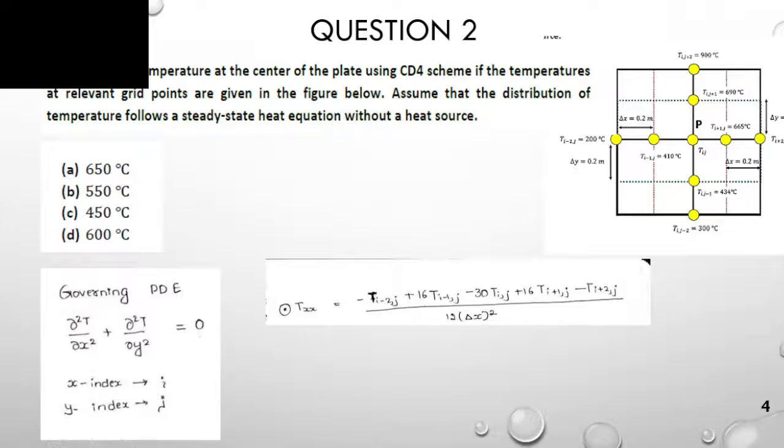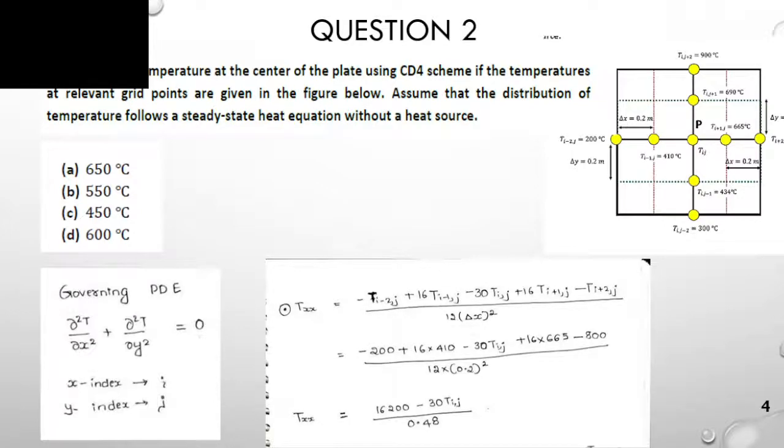You can find the value for Txx by just substituting the other temperature values. It should be a pretty simple exercise. So you end up with this equation. Now similarly, can you solve this for Tyy and let me know what the equation should be? There also you will get 30 Tij, because it will be there in the y direction too. And delta x and delta y are the same, 0.2 and 0.2. So 0.48 will anyway come, 12 delta x square, 12 delta y square. Can you tell me the value of this?